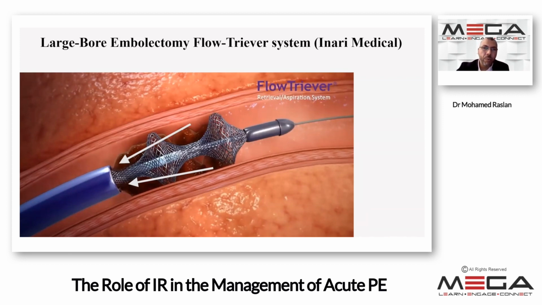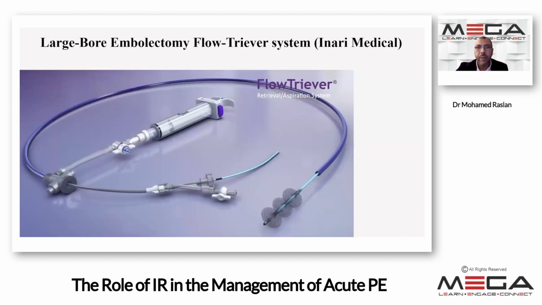As you can see, the arrows here show the aspiration through the large sheath, and these nitinol discs release the clot from the wall of the vessel and start moving toward the sheath while aspiration is being made on the sheath. And here is the catheter and the device with the nitinol, and here is the large bore sheath for aspiration.